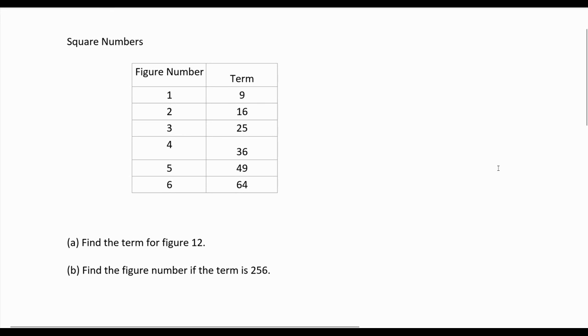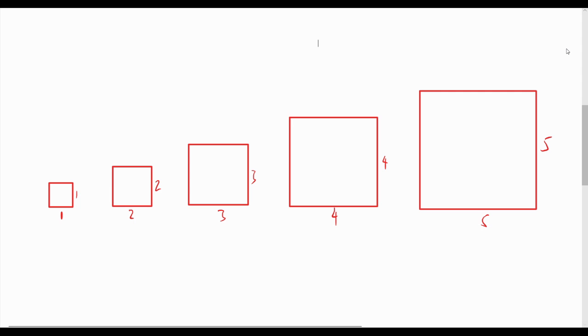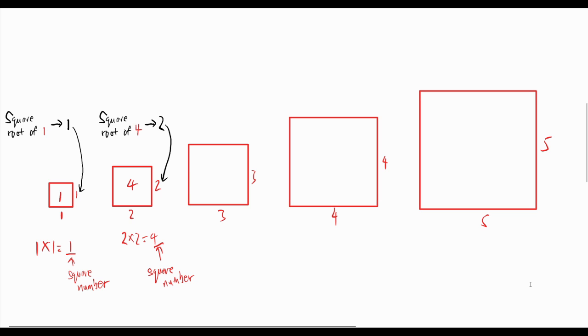Square numbers is the second most common pattern when it comes to pattern questions. You can think of square numbers by thinking about the area of squares. To find the area of a 1 cm square, you take 1 times 1, which gives you 1 squared centimeter. So 1 is a square number. To find the area of a 2 cm square, you take 2 times 2, which gives you 4 squared centimeters. So 4 is a square number, and 2 is called the square root of 4.